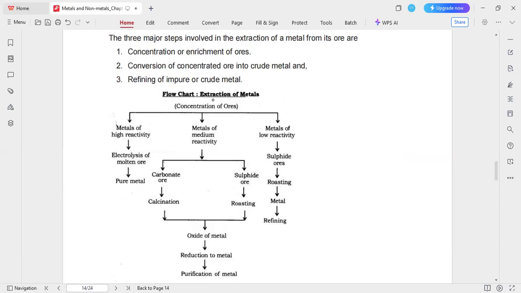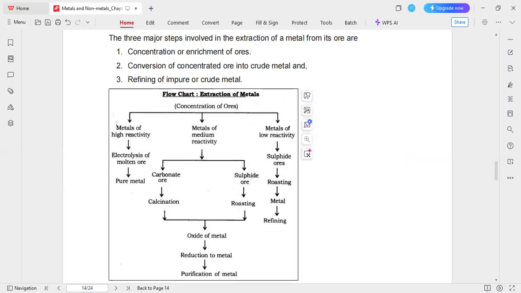Next, after concentration of each type of ore, we have three types of metal: high reactivity, medium reactivity, and low reactivity. For high reactivity, we do electrolysis of molten ore and get the pure metal. For medium reactivity, two forms of ores are there. For carbonate ore we use calcination. For sulfide ores we use roasting.